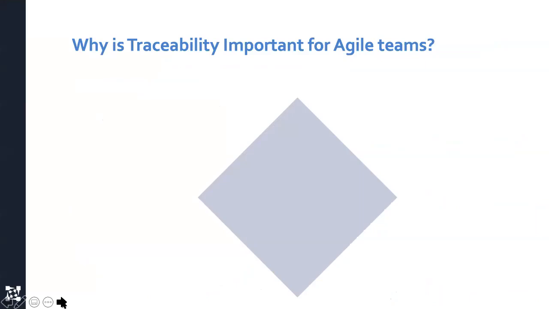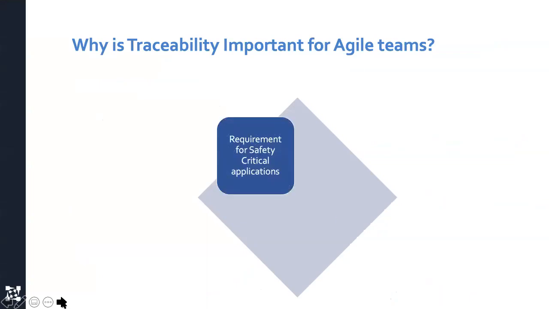So why is traceability important for Agile development teams? Well, the first reason why traceability is important is actually regardless of whether or not you're doing Agile development or waterfall-ish or big waterfall or what have you, if you're in a safety critical industry. So automotive, healthcare, medical devices, industrial IoT, functional safety, railway, all of these industries require that you have traceability to ensure that the functionality that's delivered is safe and secure.